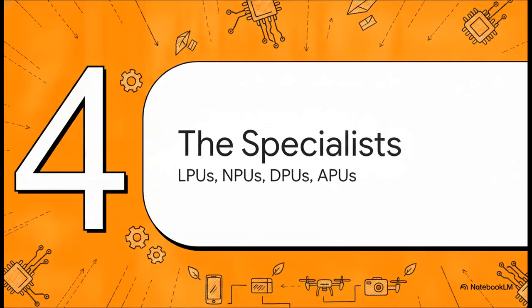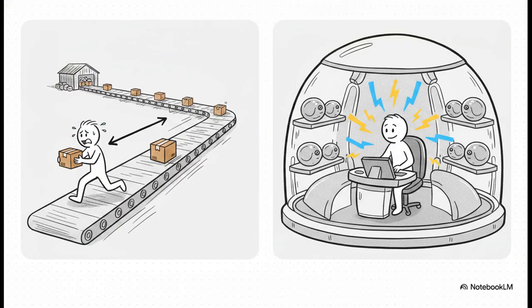Okay, let's leave the heavyweights behind and move to the specialists. These are the unsung heroes handling precise inference, edge computing, and extreme system efficiency. First up, the Language Processing Unit, or LPU. How does it handle that memory wall we talked about? It literally just ditches external memory entirely.